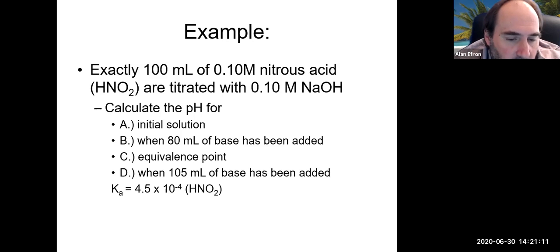So we want to know what is the pH of the initial solution, that's before we add anything. Just so we're clear, the sodium hydroxide is being added to the nitrous acid. So the nitrous acid is in the beaker, sodium hydroxide in the burette. Then we want to know what is the pH after you've added 80 milliliters of the sodium hydroxide. Then we want to know what is the pH at the equivalence point. And finally, what is the pH after 105 milliliters of base has been added.